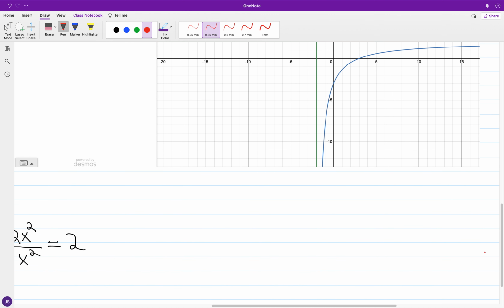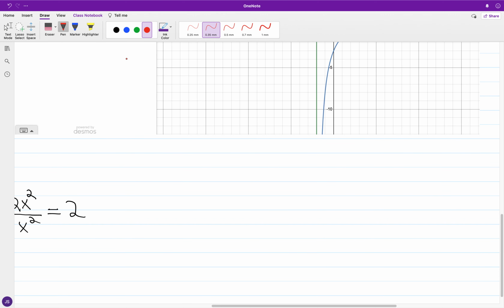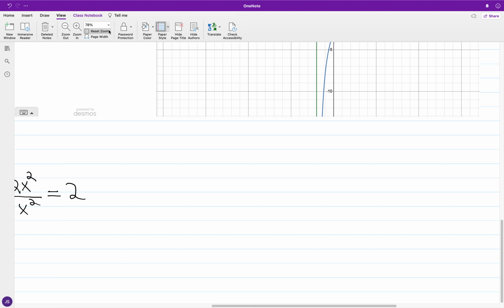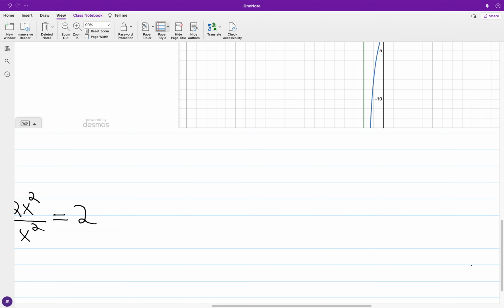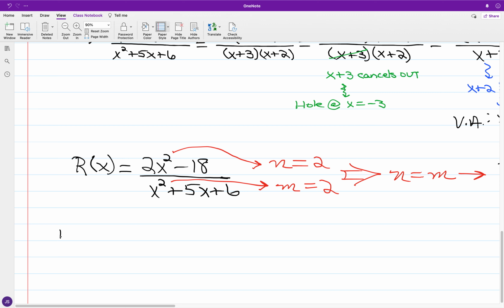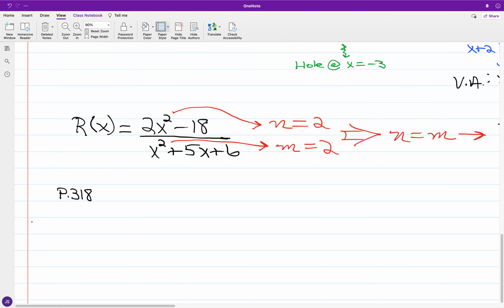All right. Now, for what we have from the text, on page 318, number 59, this is going to be a simplified ratio. So with number 59, you have a function f of x equal to 4x minus 9, all over x squared minus 9.